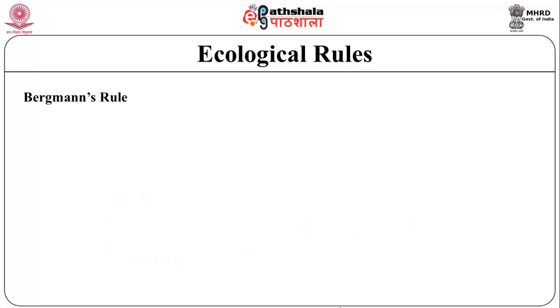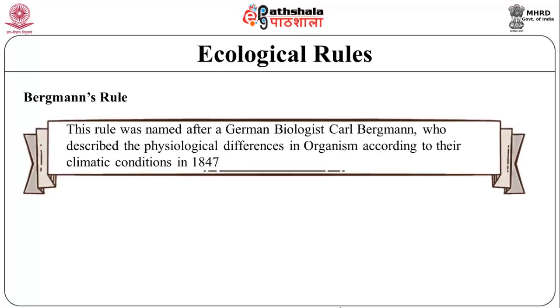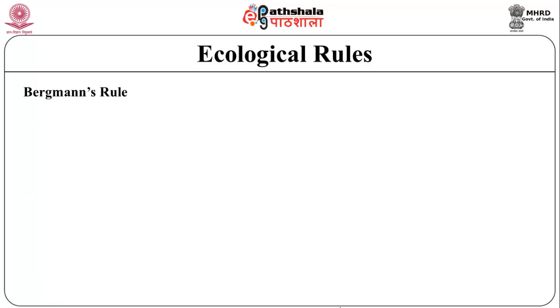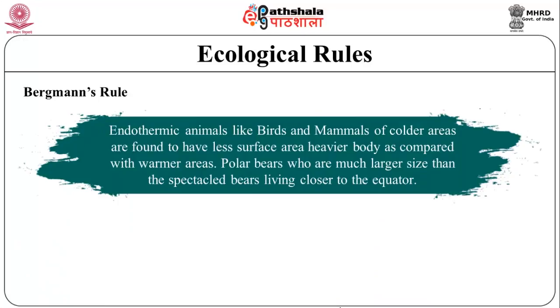Another ecological rule is Bergmann's rule. This rule was named after the German biologist Carl Bergmann, who described the physiological differences in organisms according to their climatic condition in 1847. According to Bergmann's rule, the geographic races of a species or ethnic groups of a species possessing smaller body size are found in the warmer region, and ethnic groups of larger body size are found in cooler region. The endothermic animals like birds and mammals of colder areas are found to have a less surface area to volume ratio, that is, a heavier build as compared with the warmer areas.